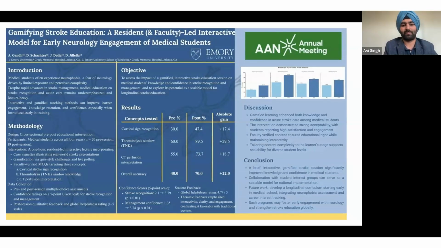Data collection was through pre and post session multiple choice assessments. Confidence ratings were on a 5 point Likert scale for stroke recognition and management. And there was also a post session qualitative feedback and global helpfulness rating, which was again on a 1 to 5 scale.